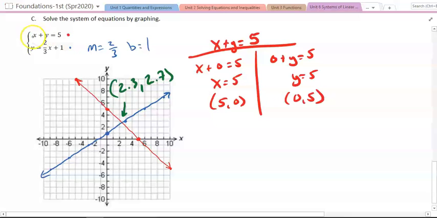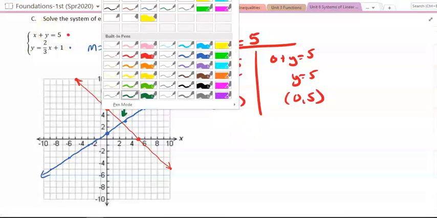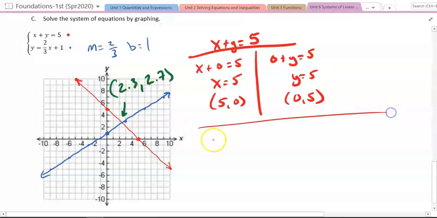Now I'm going to show you how this will work for both of these, and you'll see that it comes out very close. This isn't the precise answer, but it is very close. And so if I check it for the first line, the red line, 2.3 plus 2.7, is that equal to 5? Yeah, because 5 equals 5. So actually 2.3 and 2.7 is a point on the red line. It's precise because it worked out.